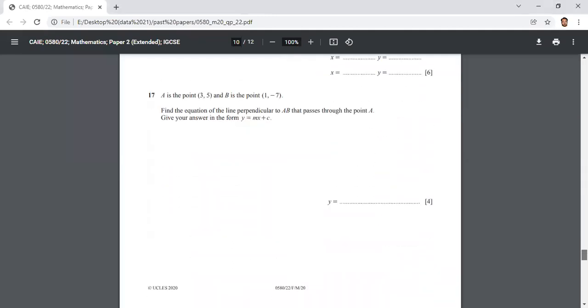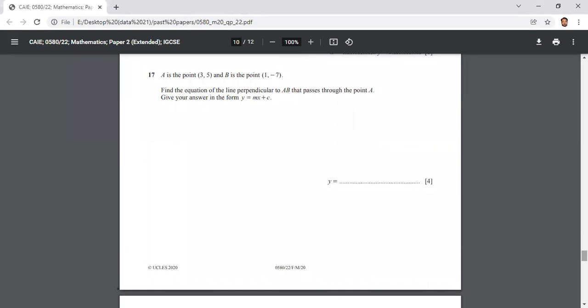This is question number 17, and it is about the equation of a line. If we read this question carefully, A is the point (3, 5) and B is the point (1, minus 7). Find the equation of the line perpendicular to AB. It passes through the point A. Give your answer in the form y is equal to mx plus c. This is the equation of a straight line. Okay, fine. So we have 2 points.